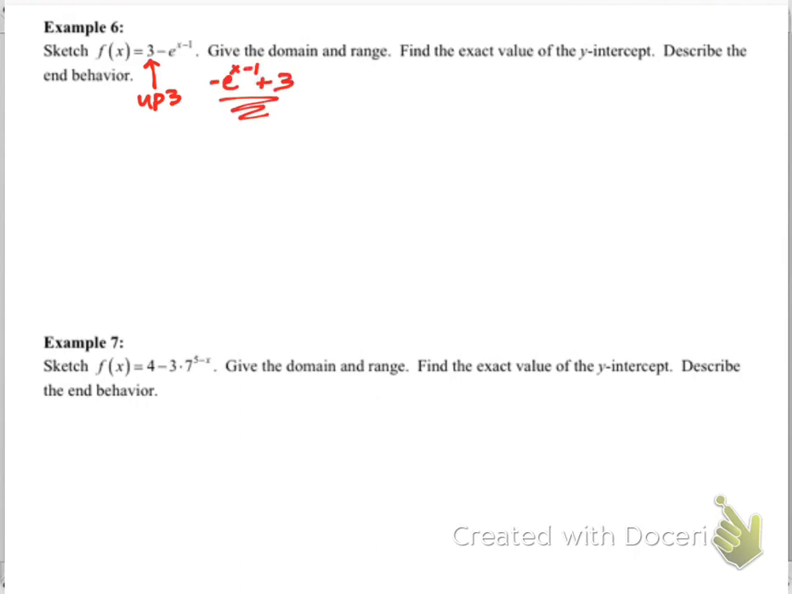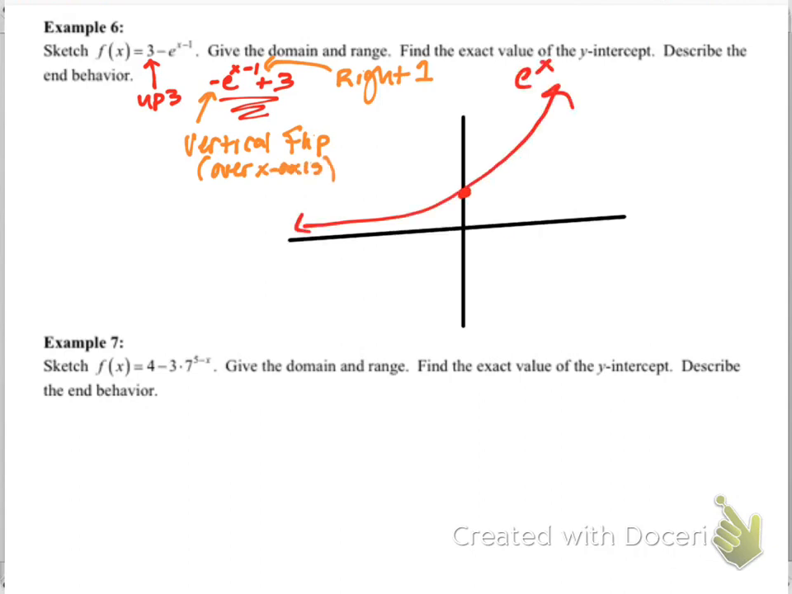Maybe if you rewrote it and turned it around so that plus 3 is on the right-hand side, then you could see a little bit better. Kind of looks more like a plus 3 or an up 3. Okay, and then of course there's a -1 on the x. That's a right one. The negative in front of the e to the x is a vertical flip. That is over the x-axis. And all those things will make our e to the x function move around.